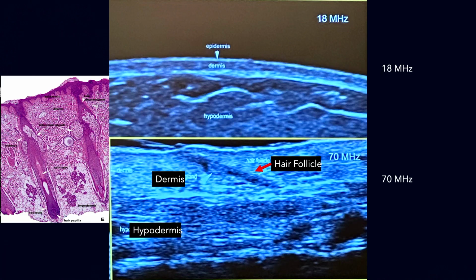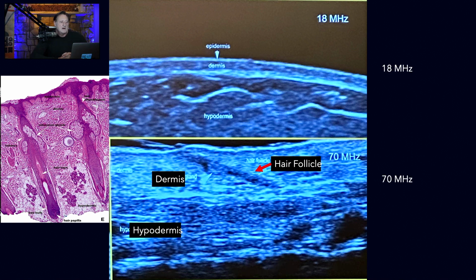So let's look at a 70 megahertz ultrasound of the skin compared to an 18 megahertz ultrasound. Ultrasound has basically different shades of white and black. Some would say it would be shades of gray. But there are hyperechoic structures, which are white, and hypoechoic structures, which are black. And the hair follicle falls somewhere in between. So we can see on this lower image at 70 megahertz that we have this hair follicle that's growing into the skin and through the hypodermis and into the subcutaneous adipose.